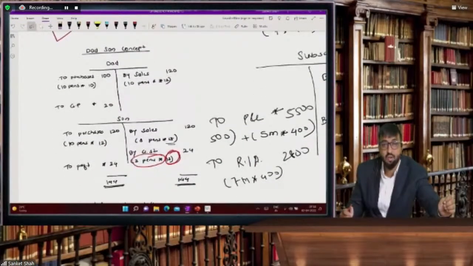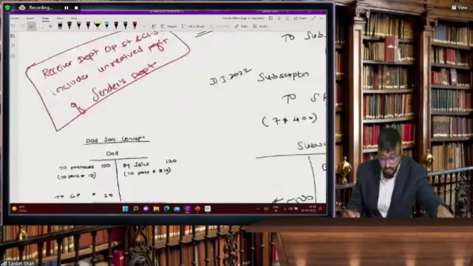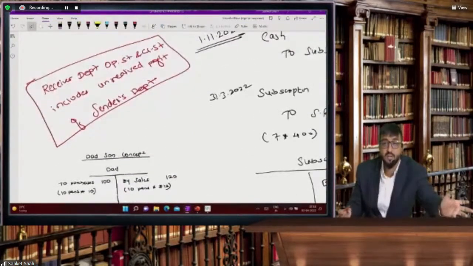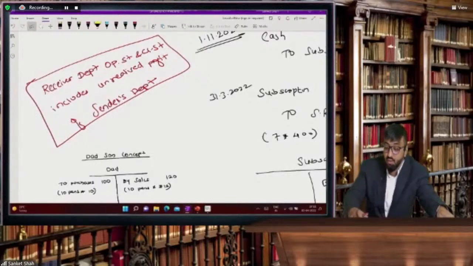Dad son concept. And if you understood this concept, then this chapter is nothing. Now it's over. This is only the basic concept in this chapter. Otherwise, this whole chapter is now very easy. So you got the concept of dad son? Yes, every one of you, please tell me in the comment section. Are you getting this concept of dad son?